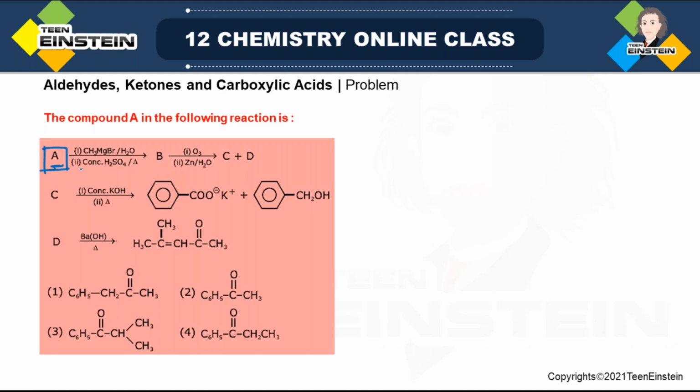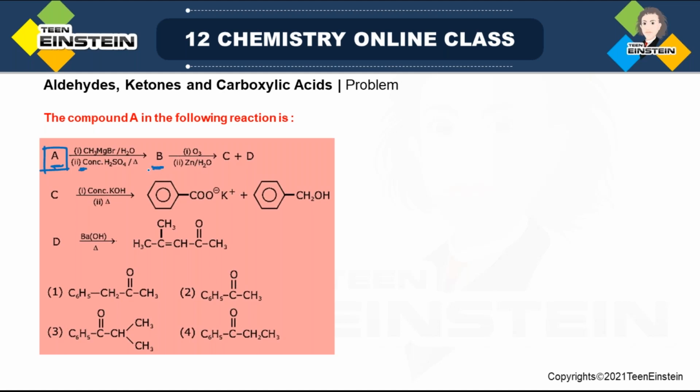Now the second step, there is concentrated H2SO4 and heat. This reagent combination and heat, we use when we want to do dehydration. So it may be that first A is attacked by CH3MgBr. If A has a carbonyl group, then you get an alcohol, and when you treat this alcohol with concentrated H2SO4, there will be dehydration. So we should get some C=C double bond.